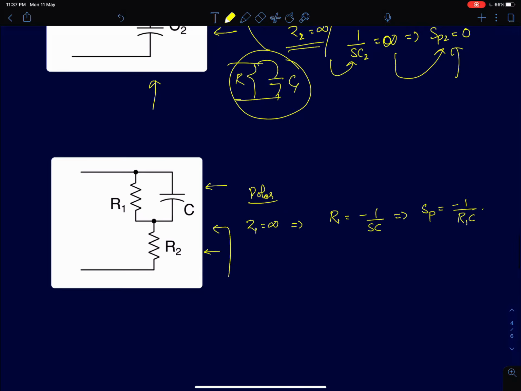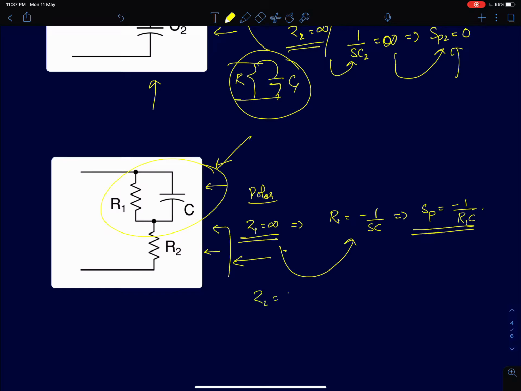So in this circuit we are discussing now, to find the poles, first I can equate Z1 equal to infinity. That's a very simple condition. Simply R1 will be equal to minus 1 by SC. Then the first impedance is going to blow up to infinity, so the overall impedance will also blow up to infinity. Using that we get the pole as minus 1 by R1C.